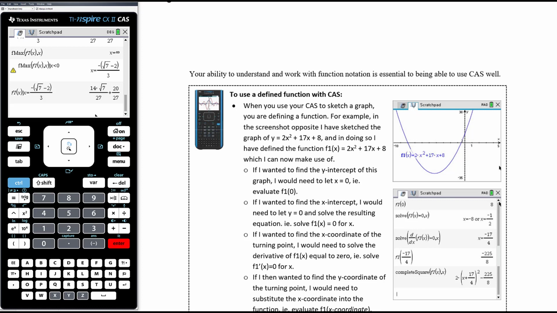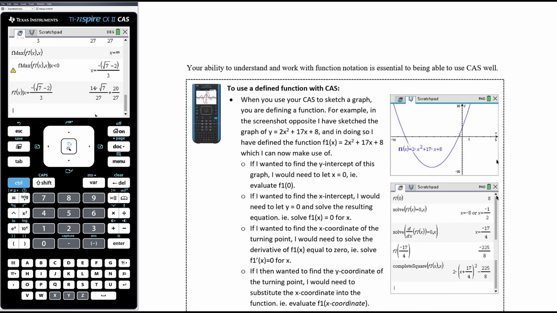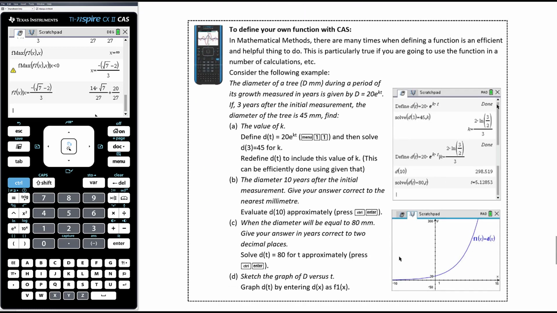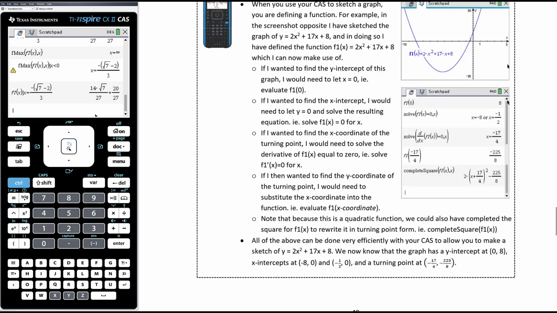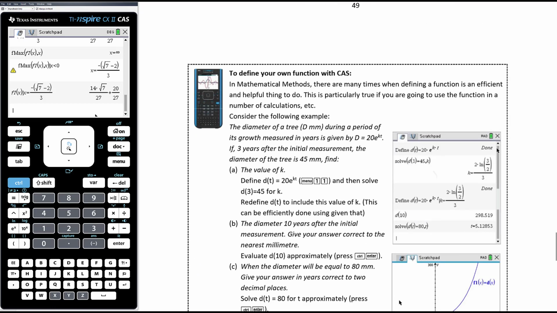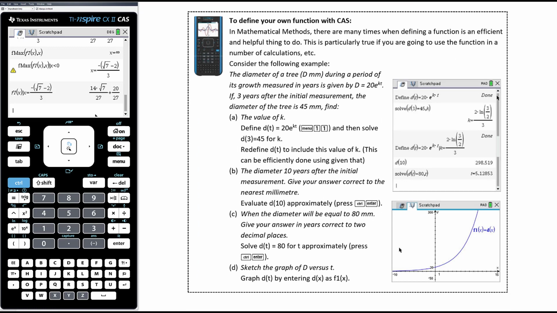Okay, so if you've got a question where you're going to be using that function to do lots of things, which happens frequently in this subject, you're going to define the function in your CAS right at the start so you can refer to it quickly and easily. That box just talks through some of the things we did then. You might also define the function by sketching the graph first, and then use f1 of x in the calculator. Or you define the function in the calculator, as I had h of t, there's d of t, an example here, and then you can sketch that graph by sketching d of x, and again use the function definition to calculate all the key points.